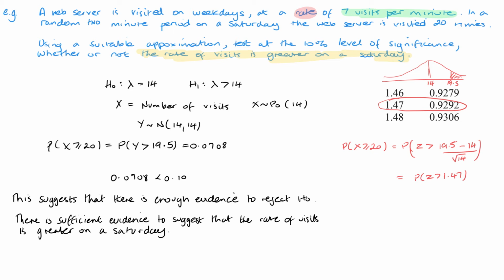So you can see this is a 1 minus scenario, isn't it? This is actually 1 minus the probability that Z is less than 1.47, which is 1 minus 0.9292, which is 0.0708. So exactly the same as what we had here. And then, of course, at this point, we would just carry on with what we're doing.